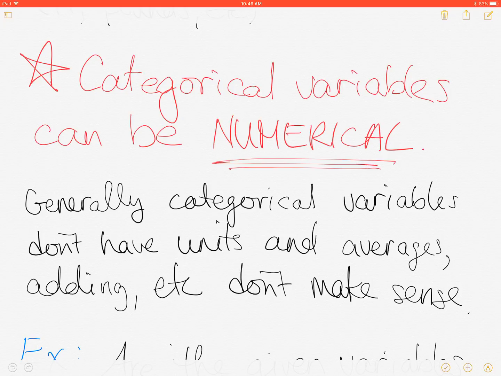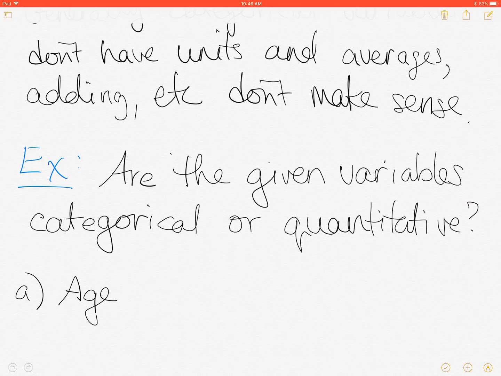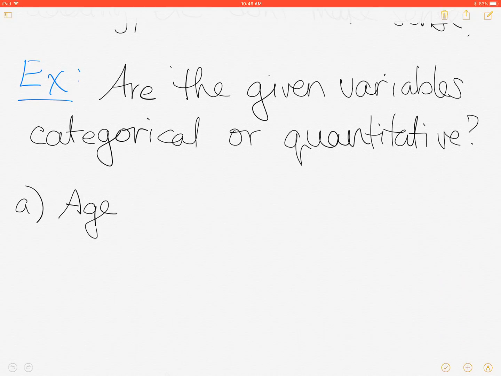And so those are things to check. If you're not sure if it's categorical or quantitative, check. Could I think of a reason why I might want to add these? Could I interpret the average in some useful way? So let's try examples of some. Are the given variables categorical or quantitative? So our first one is age. Well, let's think about it. Age, examples of this might be 6. 6 what? 6 years old. Oh, it comes with units, years, or months, 6 months old.